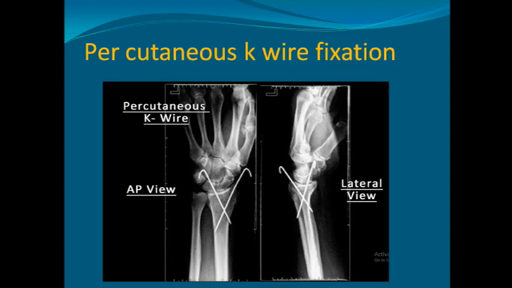So that was the conservative method. In the first operative option, you will have percutaneous K-wire fixation. When the fracture is not held by simple manipulation, we put two K-wires. From here we put one, and from here we put crossed K-wires.